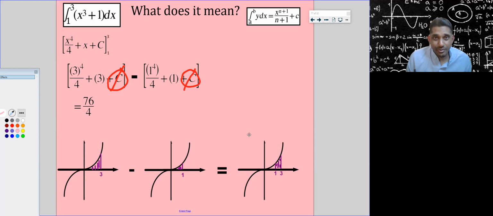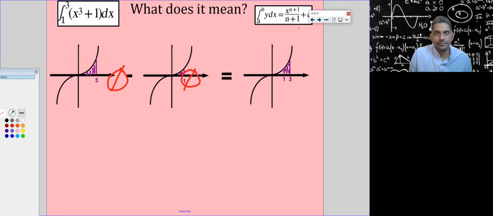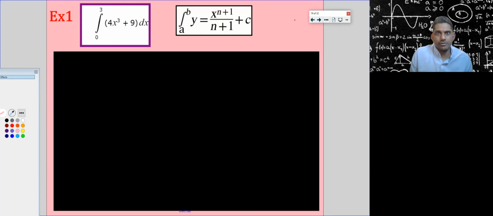Now that is the area that we actually want in the question. We want the area of that function between the limits of 3 and 1, and by doing that subtraction, we get what we're looking for. And that is why we do the upper limit minus the lower limit. Can you pause the video now and give this a go?